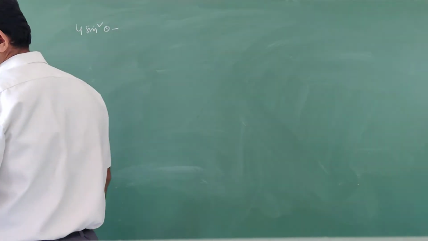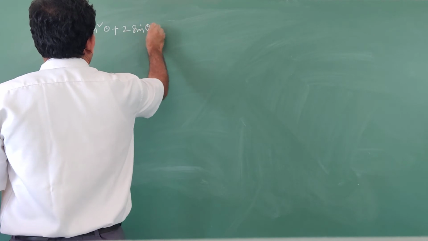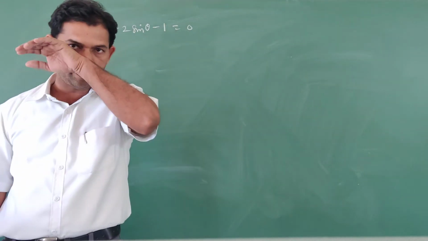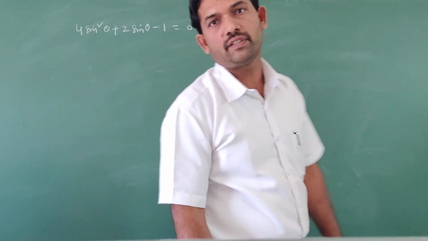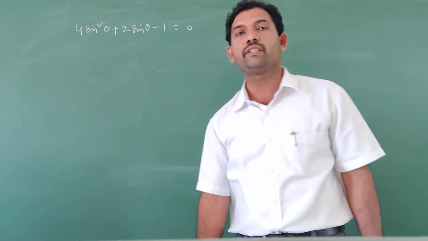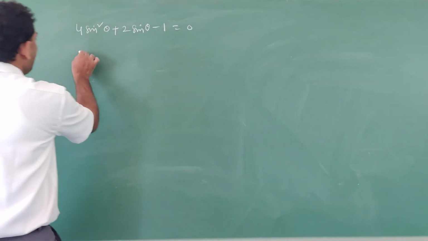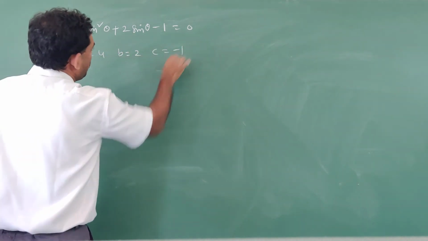4 sin square theta plus 2 sin theta minus 1 equal to 0. So it is a quadratic equation in sin theta. So the roots are minus b plus or minus square root of b square minus 4ac, divided by 2a. Here a is equal to 4, b is equal to 2, c is equal to minus 1.